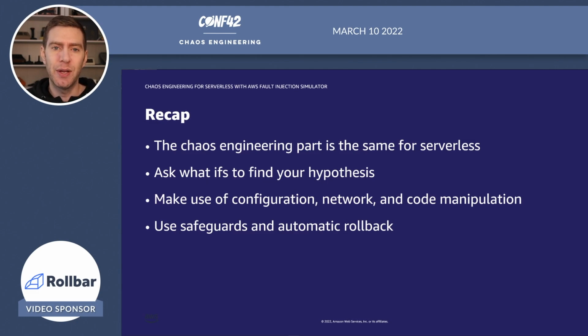And when you're doing the experiments, make use of configuration, network, and code manipulation. We looked at examples for configuration and code manipulation in this session. And then try to use safeguards and automatic rollback so you don't have to be responsible for actually running a command to rollback or changing a configuration in a console to be able to use that rollback behavior.